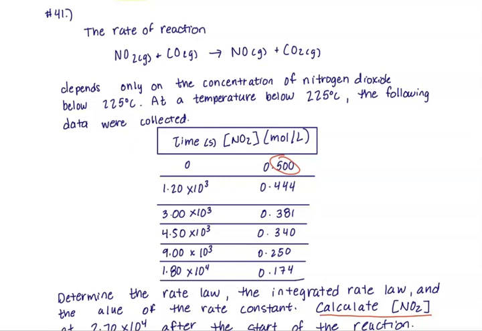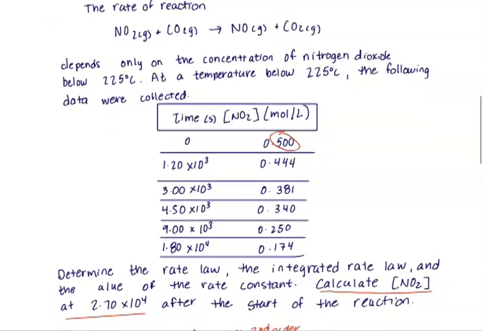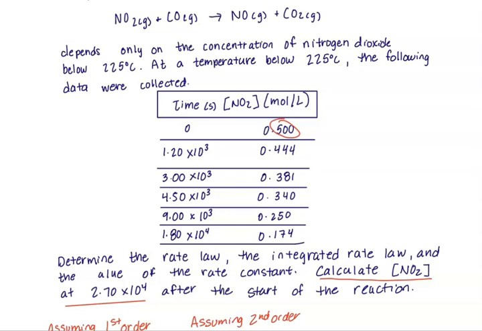All right, so we're going to be looking at integrated rate laws, chapter 12, chemical kinetics. We're going to be looking at problem number 41. And number 41 gives us a reaction. In this reaction, we see NO2 plus CO yields NO and CO2.